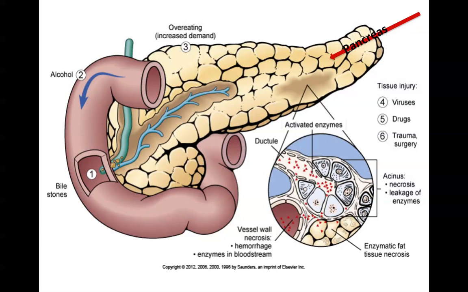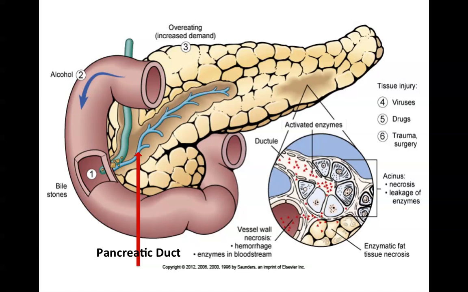The pancreas is a large gland located behind the stomach. It is nestled within the curve of the duodenum, the first part of the small intestine. It secretes digestive enzymes through a tube called the pancreatic duct.